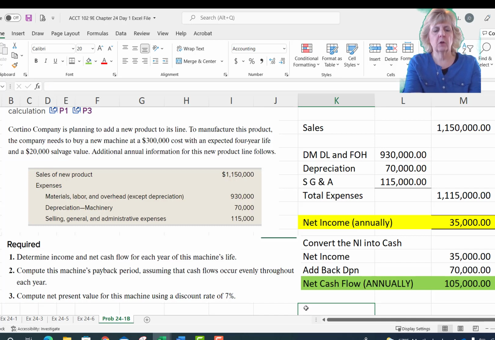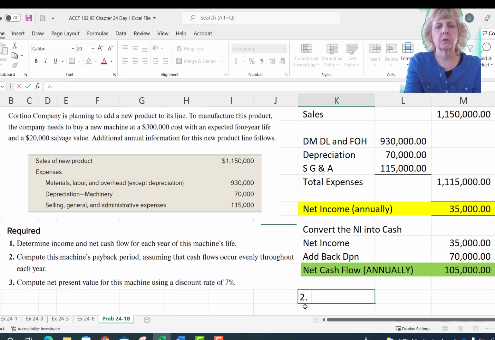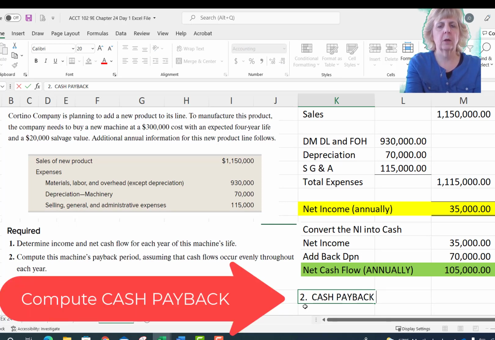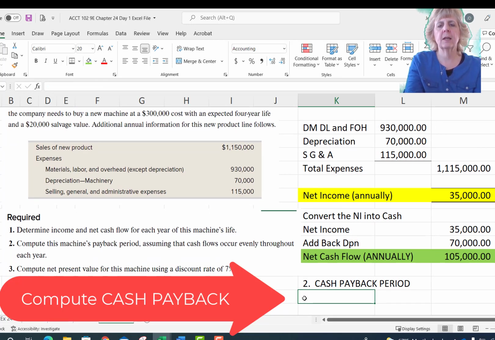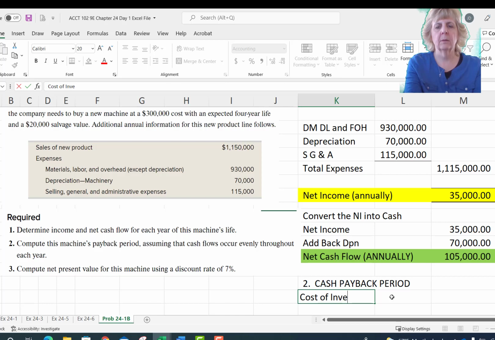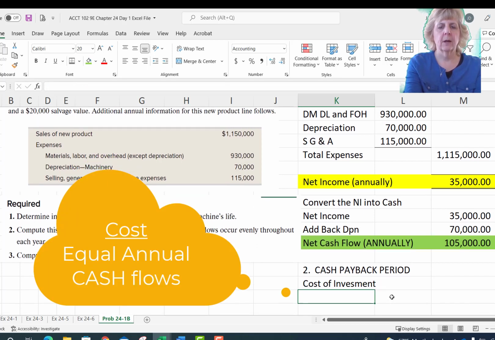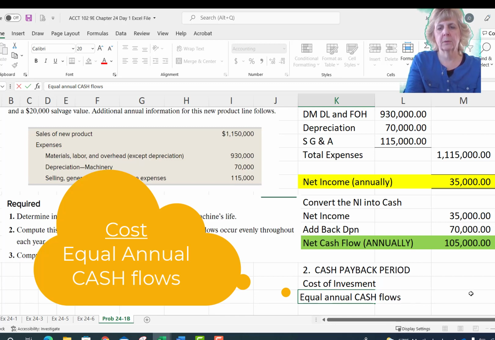Number two, we need to know which of those two numbers to use to compute the, I call it cash payback period. And the reason I revised that name a little bit is so I can remember which is which, and what the cash payback period uses is the cash number. Because these are equal annual cash flows, I can use the shortcut formula, which says take the cost of the investment and divide by the equal annual cash flows.